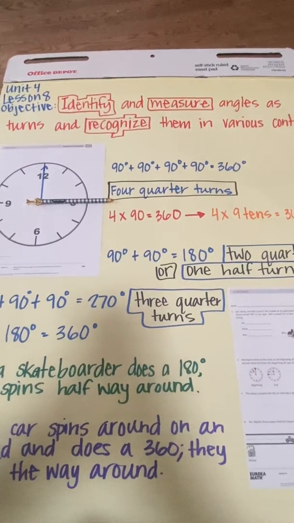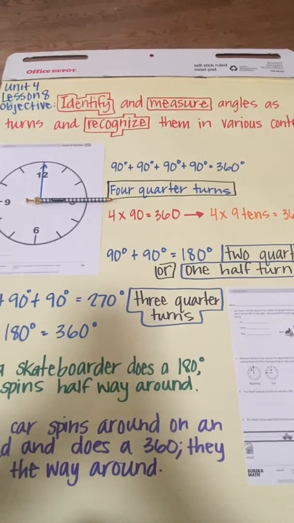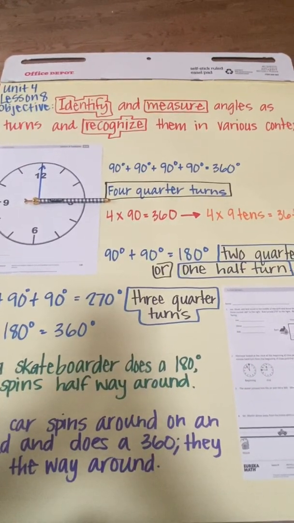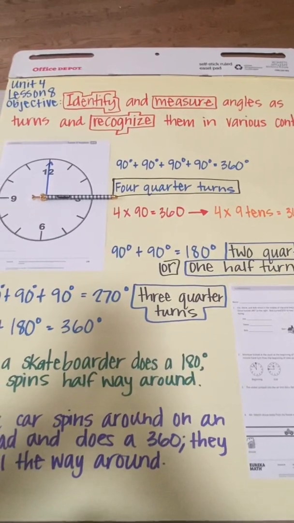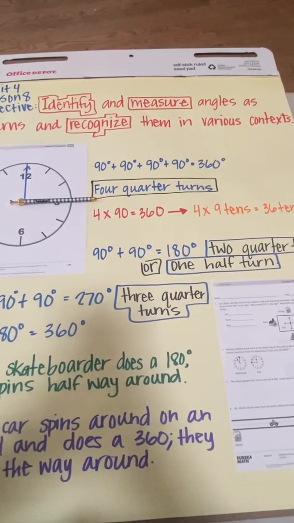All right, Nighthawks, this is Unit 4, Lesson 8. Our objective is going to be identify and measure angles as turns and recognize them in various contexts.